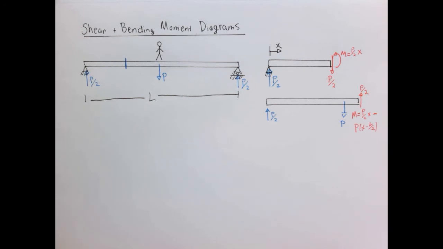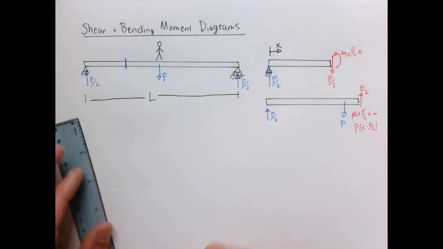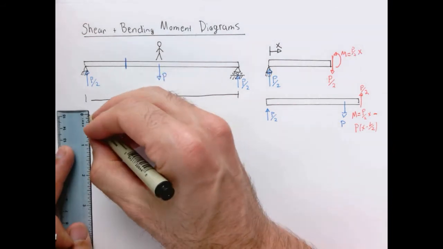So now it's useful for us to plot these two things. So let's draw two axes kind of right below our beam.